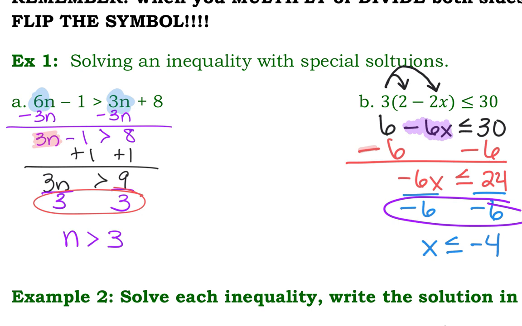Okay, so then what has to happen? You have to do what? Flip the sign. All we're doing is flipping the sign. So this happened because we divided by a negative. So the moment you divide by a negative, that sign needs to flip. Okay, let's try one more.